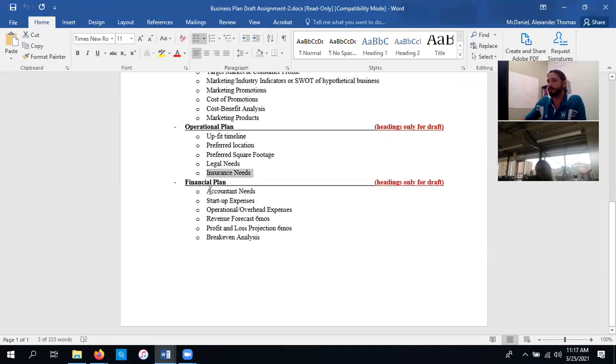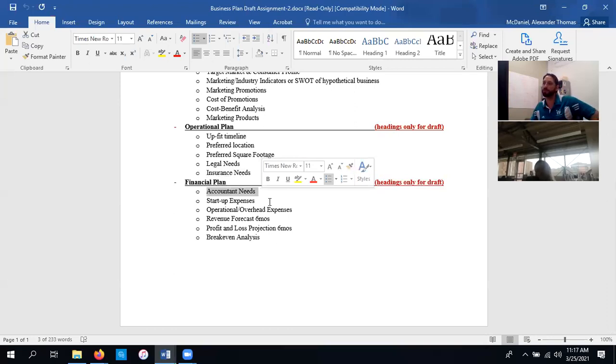And then in your financial plan, so account needs, how much does an accountant cost? Well, I'll tell you right now, an accountant usually costs about $150 to do your yearly taxes. That's on the low end. Then if you're going to use your accountant to do your sales tax every month, if you sell any sort of products like t-shirts, bottles, vending machine stuff, food, whatever, you have to do a monthly payment to the state for sales tax. So your accountant has to do that.